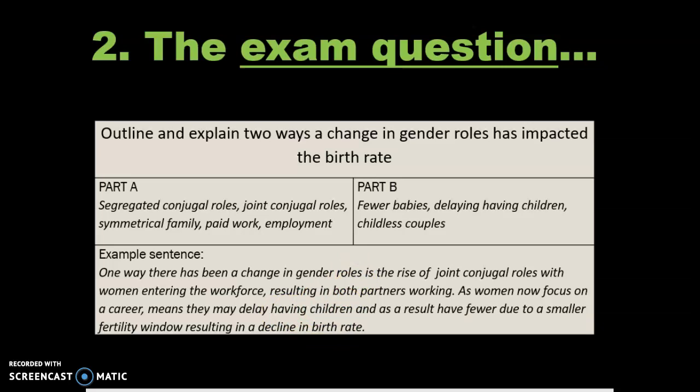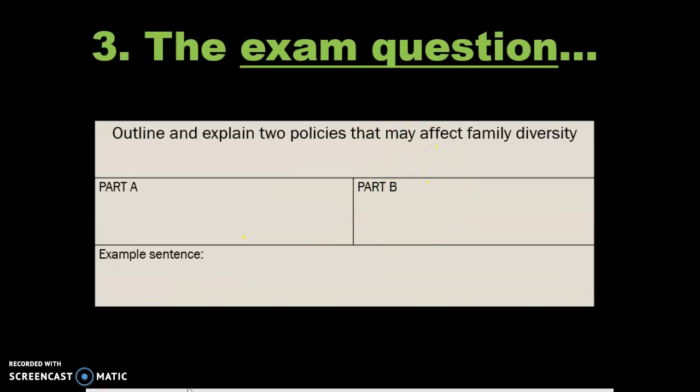Now, with this example, there is actually quite a lot to unpack with a question like this. So you could actually go down lots of different avenues as a shift in the change in gender roles having an impact on birth rate. Ready for your final example?